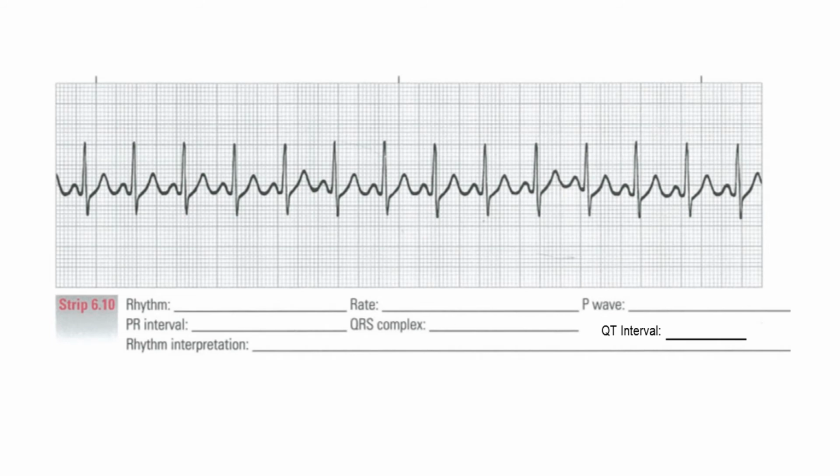In this strip 610, your rhythm is regular, so you would use the small box conversion table, and you would come up with a heart rate of 125. If you did your R to R's and counted how many boxes, it comes to about 12 baby boxes between the R to R. You look in the back of your book at the small box conversion table, you look at 12 and go across, and it'll give you a heart rate of 125.